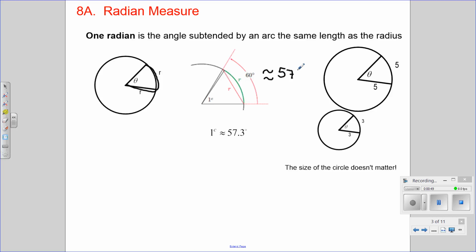It doesn't matter the size of the circle, doesn't matter what radius you use, because it's always proportional to the radius. It's like a similar triangle. These are similar circles. As your circle gets smaller or bigger, this angle stays the same. Therefore, this ratio stays the same with your radius. So size of the circle doesn't matter. And we wind up seeing that 1 radian, denoted by this little c, we'll use that later as well, is about 57 degrees.